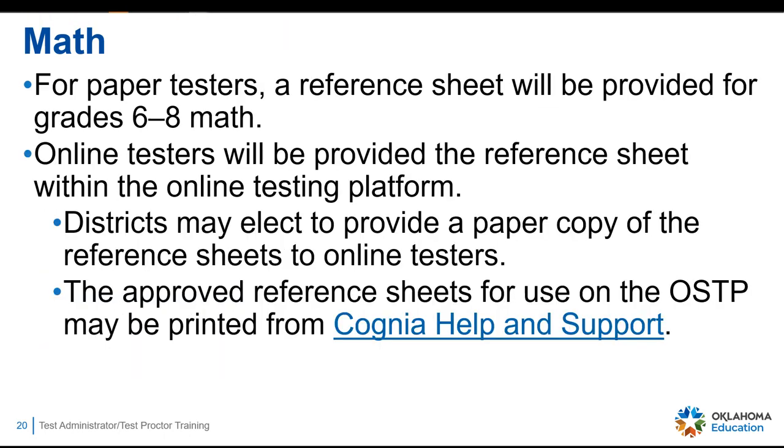Math. For paper testers, a reference sheet will be provided for grade 6 through 8 math. Online testers will be provided the reference sheet within the online testing platform. Districts may elect to provide a paper copy of the reference sheets to online testers. The approved reference sheets for use on the OSTP may be printed from the Cognia Help and Support page.